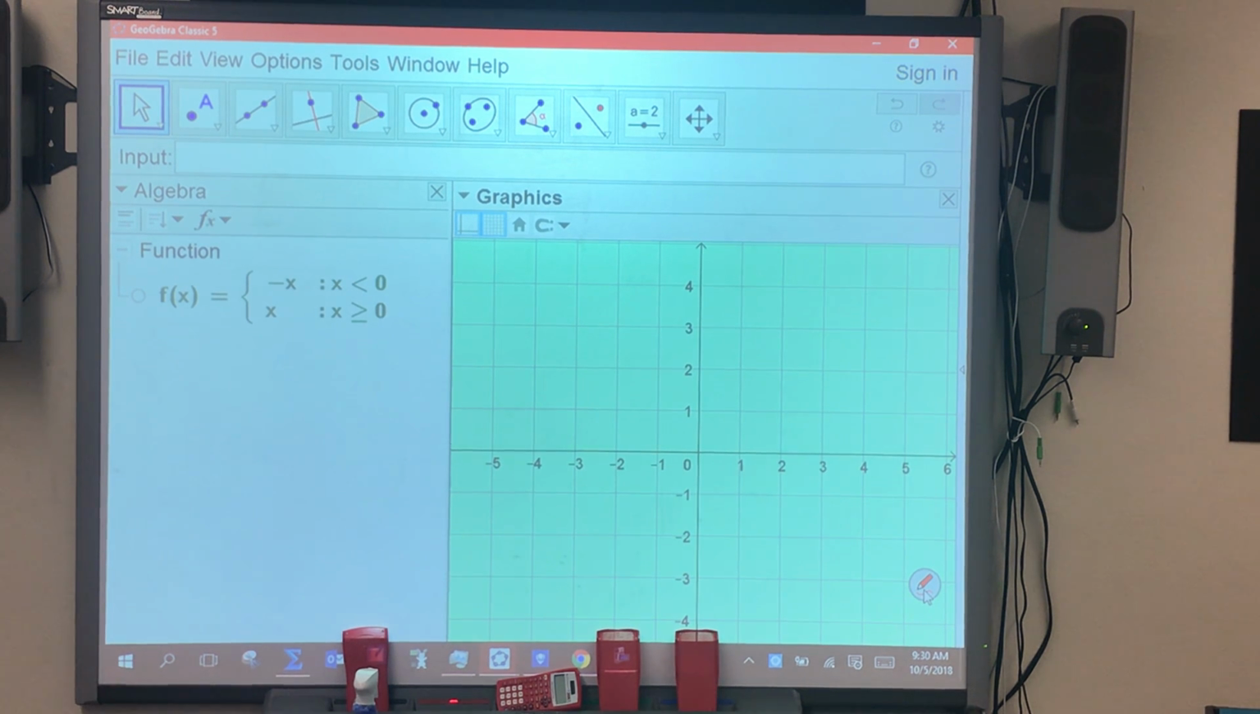Okay, so the first one we see here is two very simple rules. One rule is negative x under the condition that x is less than 0. So we're going to graph negative x only on the xy plane when x is less than 0. Then we've got the rule that we're going to graph x when x is greater than or equal to 0. Okay, so I'll walk you through the way that you would do these by hand.